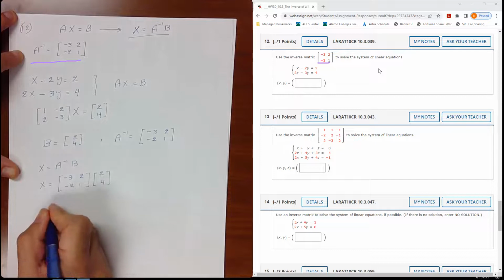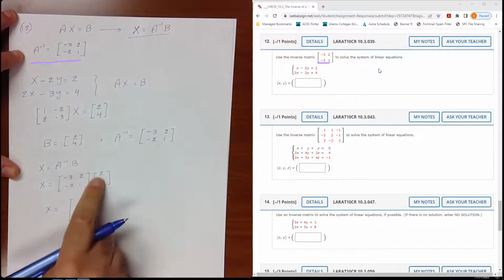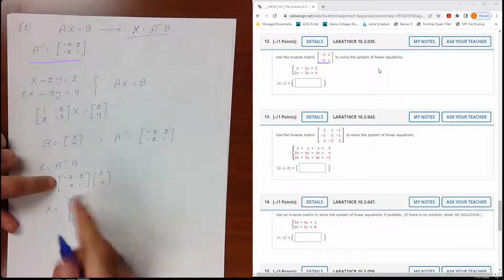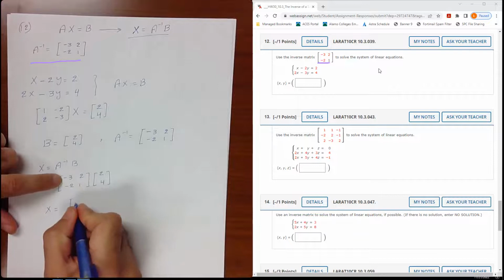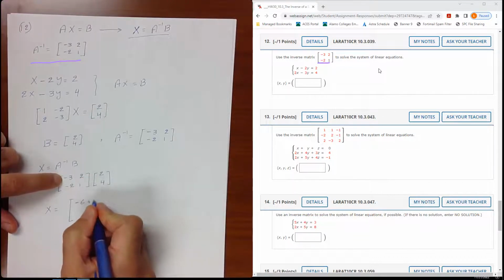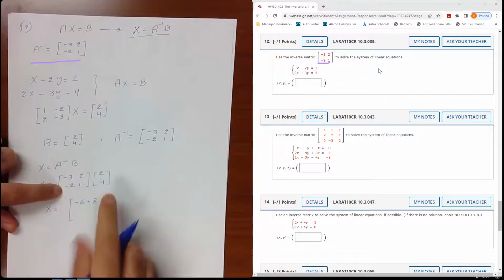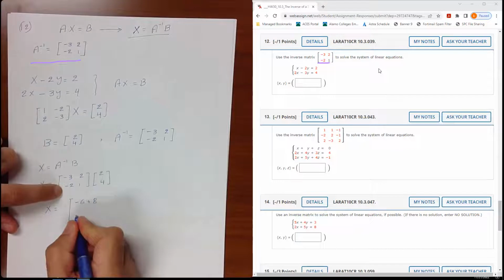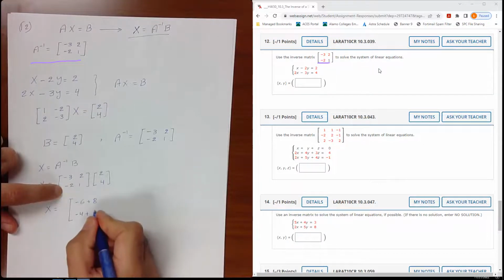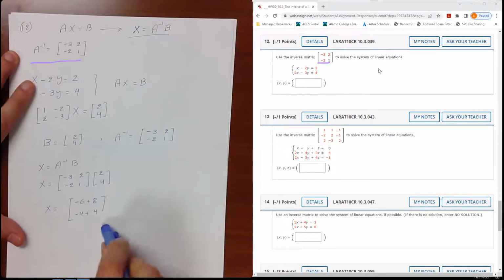And let's do the multiplication. That means x is going to be equal -3, the first row times the first column. So -3 times 2 is going to be -6, and 2 times 4 is plus 8. The second row with the first column, so -2 times 2 is going to be -4, plus 1 times 4 is going to be 4. Let's add these two matrices.